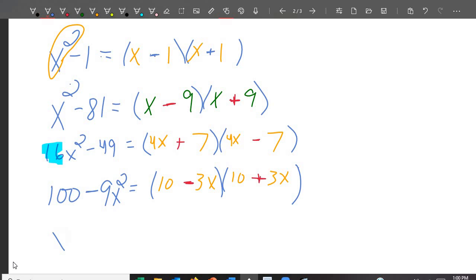Here's one that's got two variables, x squared minus y squared. So, I'm going to split the x's apart. I'm going to have an x and an x at the beginning. And the y squared, we're going to put a y and a y.